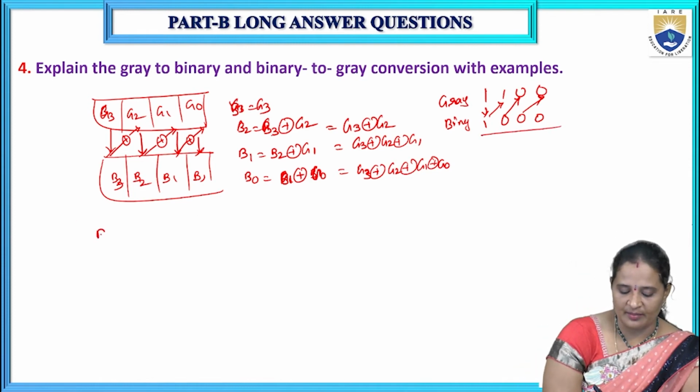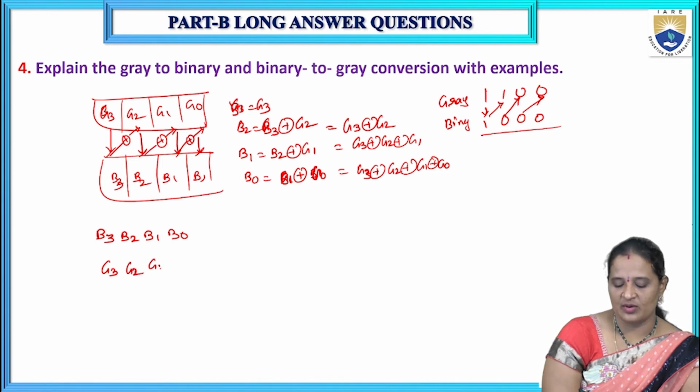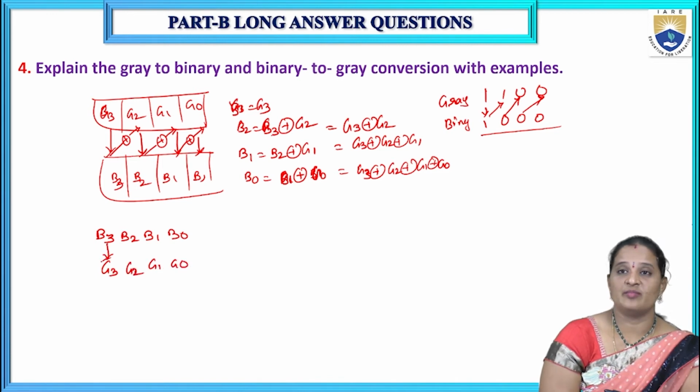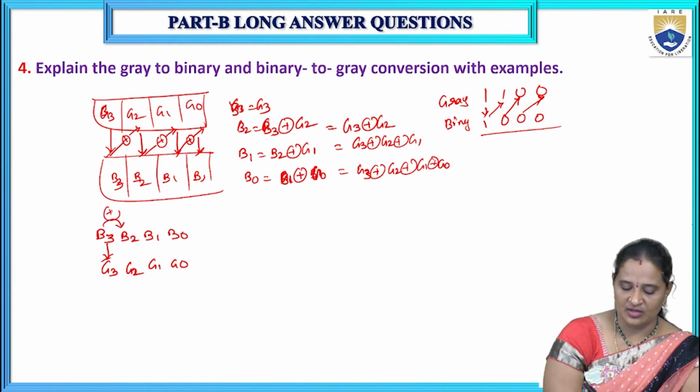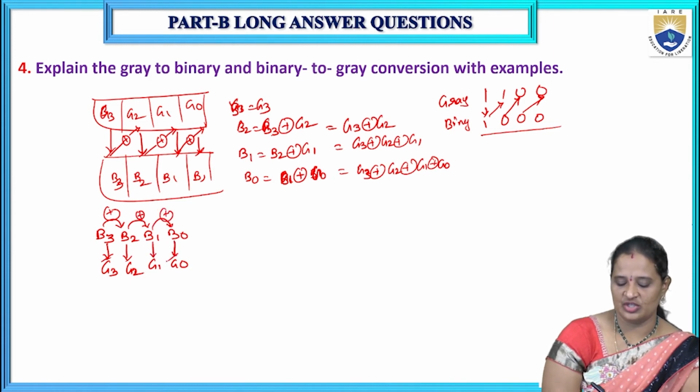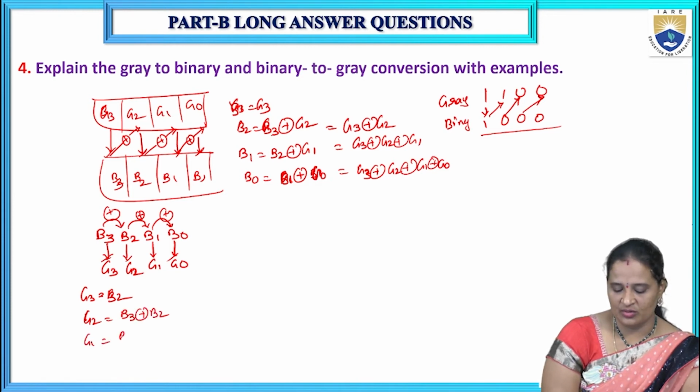Similarly, how to convert a binary number into gray code? So we have a 4-bit binary number, and now I want to convert this into its equivalent gray code. How to? Again, the MSB is the same. The XOR of these will be G2, the XOR of these will be G1, the XOR of these will be G0. So G3 is equal to B3, whereas G2 is equal to B3 XOR B2, G1 is equal to B2 XOR B1, and G0 is equal to B1 XOR B0.